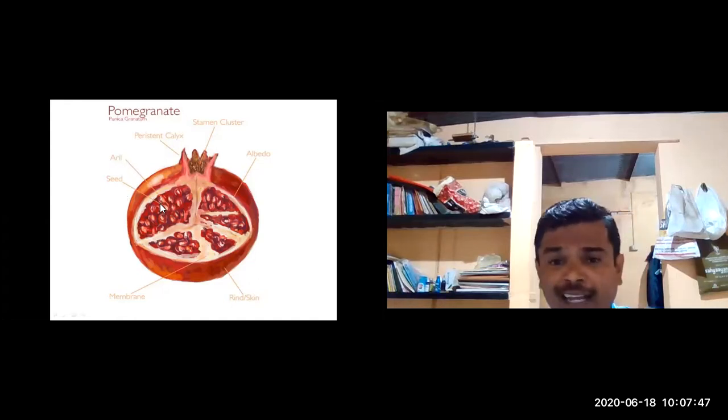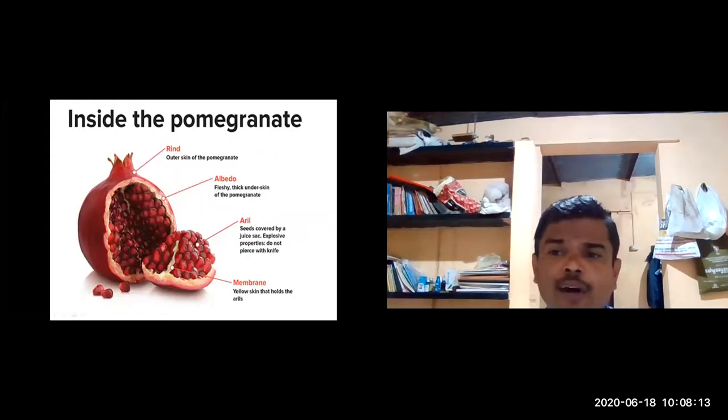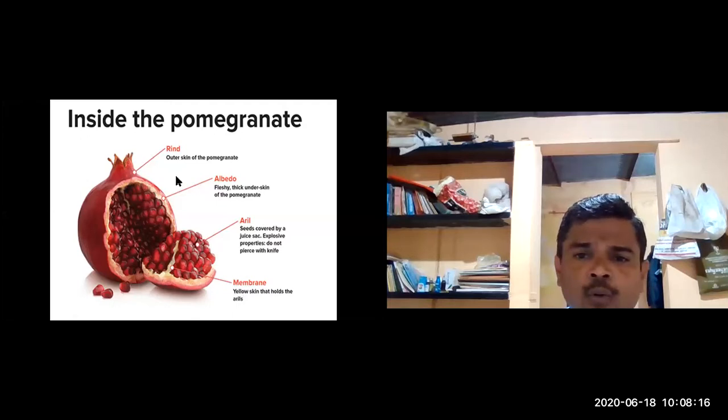So inside that aril, you can observe a small white part. When you eat the seeds, you will get somewhat hard material, that is called the seed. Okay, so inside, somewhat whitish material, a white particle will be present, that is called the seed. Okay, and this is the membrane, white membrane, and this is the rind or skin. So this is another picture inside the pomegranate. So this is the rind or the outer skin, and this is the albedo, the fleshy thick underskin of the pomegranate. This is called the aril part. It is seeds covered by juicy sacs.